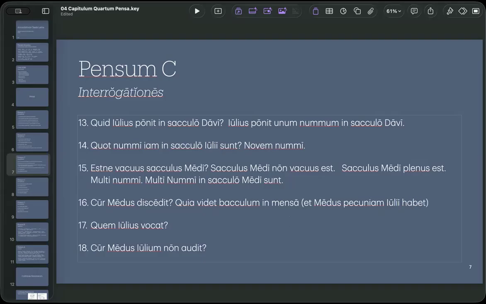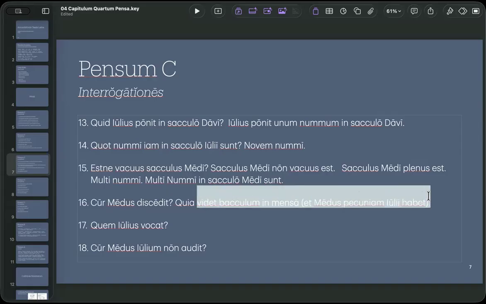Well, I suppose after the et, would you add another quia? No. Okay. Quia governs the whole thing. Yeah. Right. It's because, since.